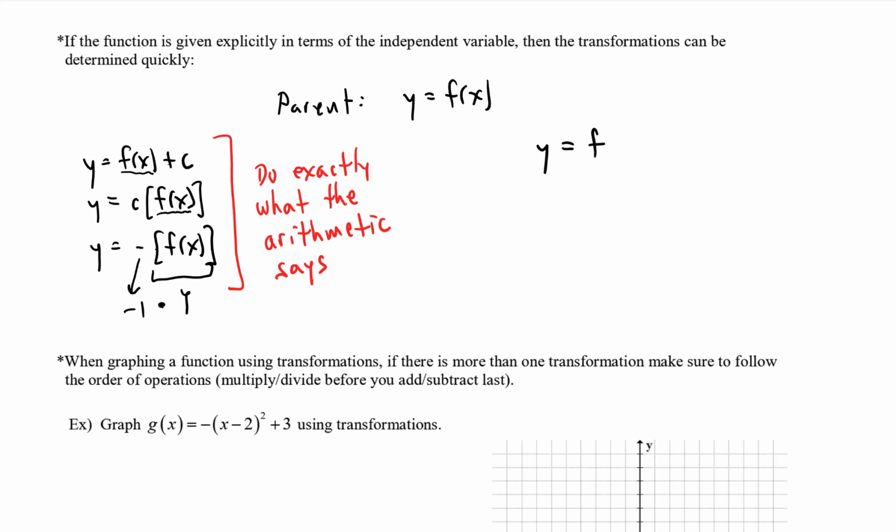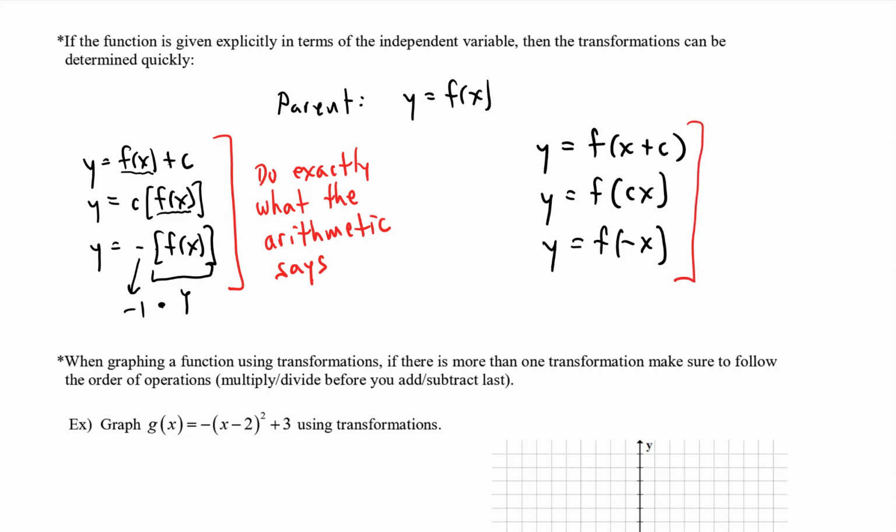Whereas these, so left, right, shift, compress or stretch horizontally. Notice it's f of some new expression: f of x plus c, or f of cx, or f of negative x. So it's f of a different expression than what the parent function had. These, again, in class we'll talk about why it works this way, but you do the inverse arithmetic.